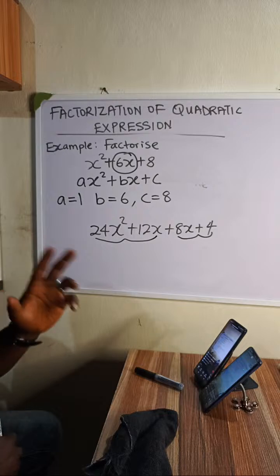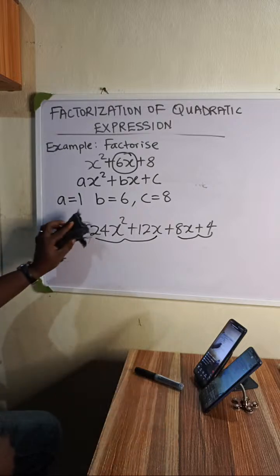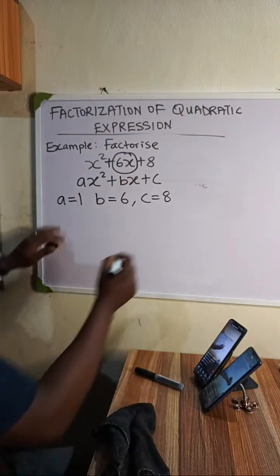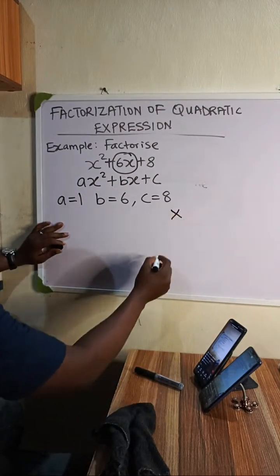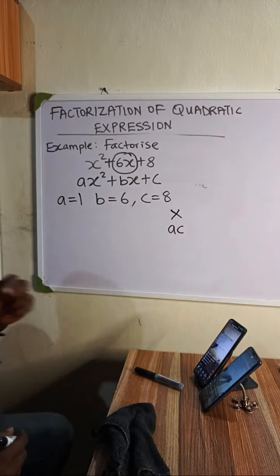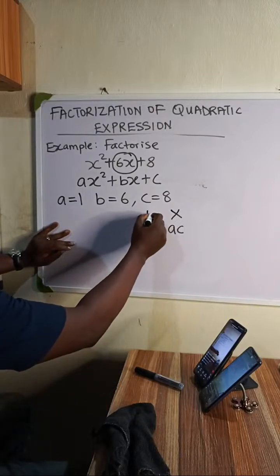So how do you achieve that? For you to achieve that, you must look for two numbers that will multiply to give you AC, and those same 2 numbers will add to give you B.